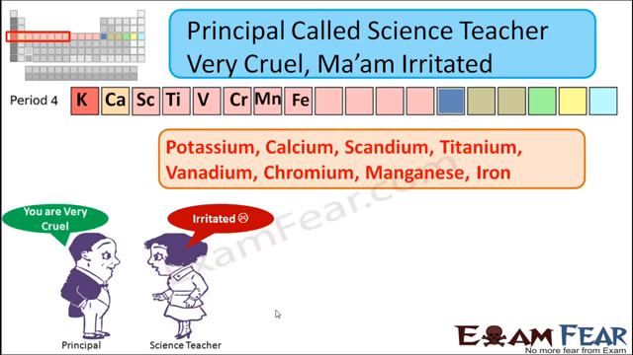So what's our final memory tip for the first half of period 4 elements? That's: principal called science teacher very cruel, ma'am irritated.